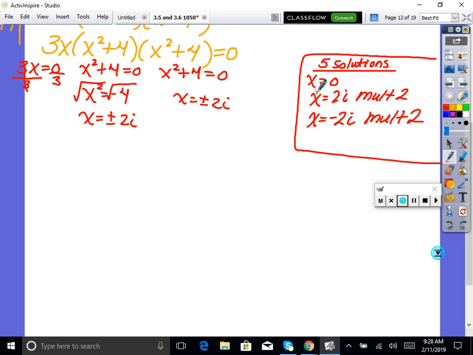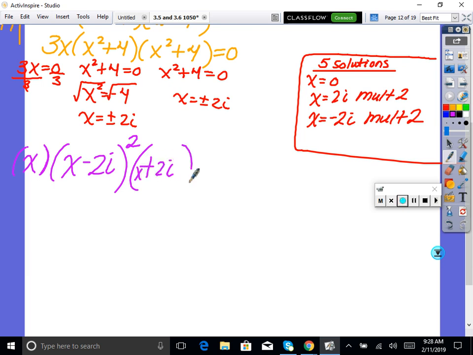Okay, now let's write out the factorization here. Let's write out the factors. There should be 5 of them. Do you agree? Okay, so there's an x minus 0, so just an x. I don't know why I put parentheses, not necessary, but whatever. I'm going to move on. So x, then I have x minus 2i squared, right? If there's a multiplicity of 2. And then we have x plus 2i squared. And there it is factored.